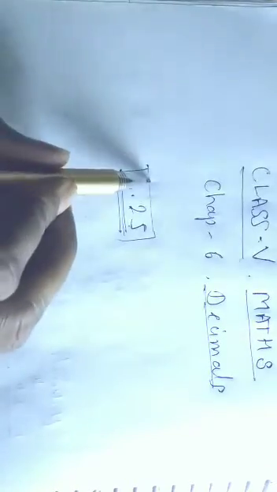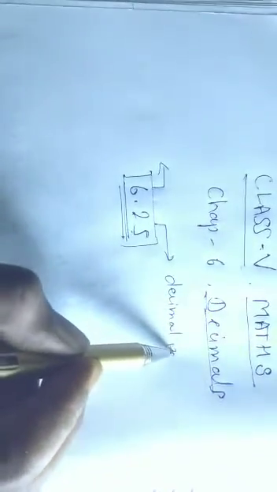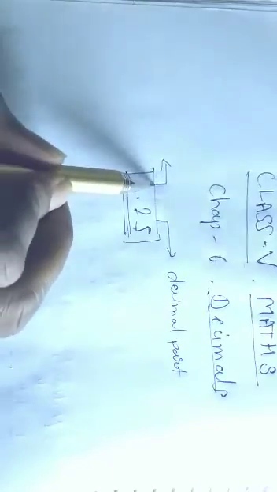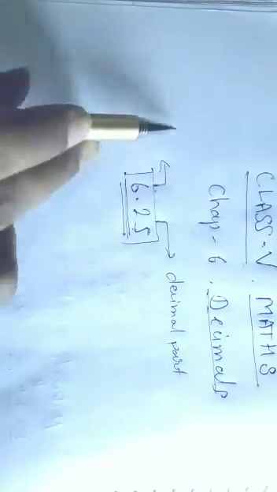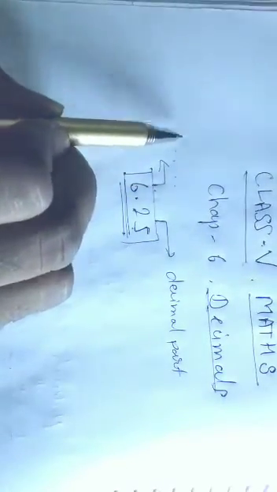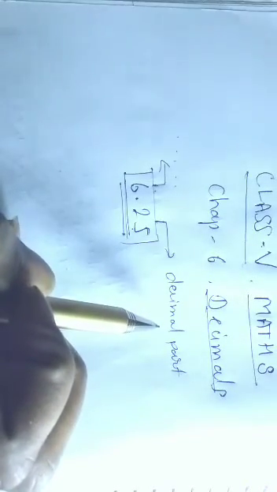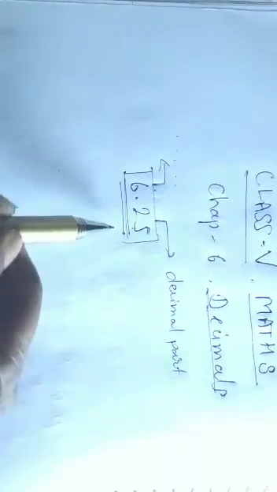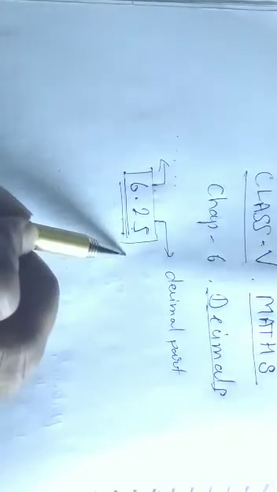In this number, this is called the whole number part and this is called the decimal part. In 6.25, in the whole number part there are ones, tens, hundreds, thousands, ten thousands. But in the decimal part there are not ones, hundreds, thousands. Here there are only tenths, hundredths, thousandths.